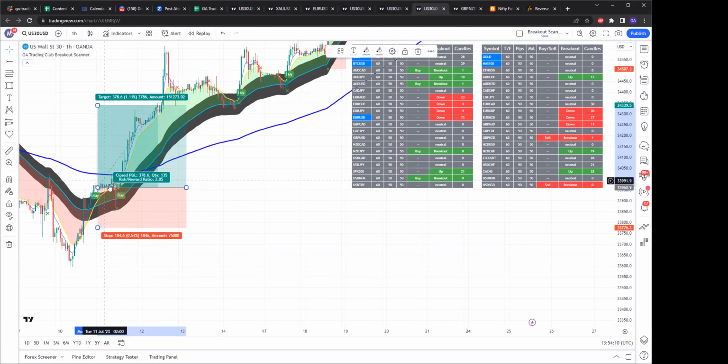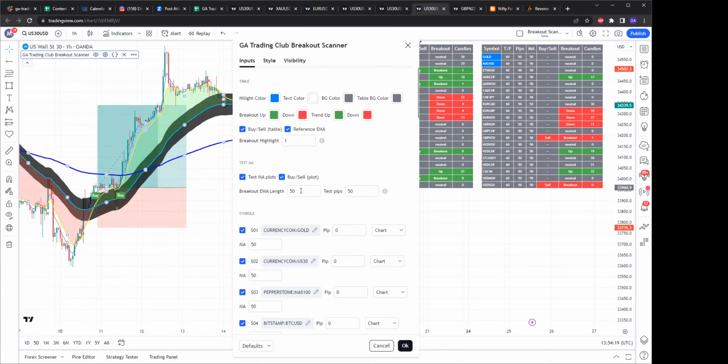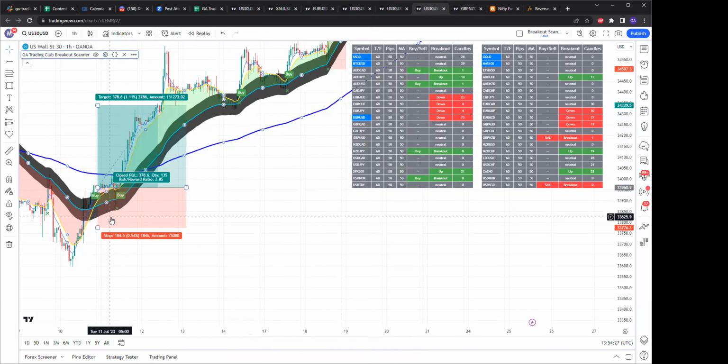So for example, here, if price broke back down and closed below this shaded region, which is 50 pips or X pips, which in this case, if you're using the default settings, would be 50 pips away from the 50 EMA, it would have given you the sell signal.